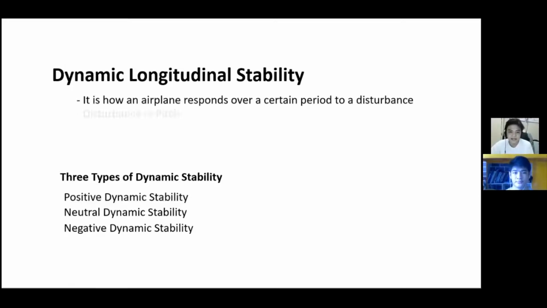So yung longitudinal, that refers to the disturbance in pitch, meaning when stabilizing, ang common na ginagamit na flight control surfaces natin ay horizontal stabilizer or yung elevator. Also, in this type of stability, oscillations of an aircraft are present, meaning may up and down movement siya for stability. For the three types, meron tayong positive, neutral, and negative dynamic stability. Among these three, positive dynamic stability is the ideal stability na dapat ma-experience ng aircraft.